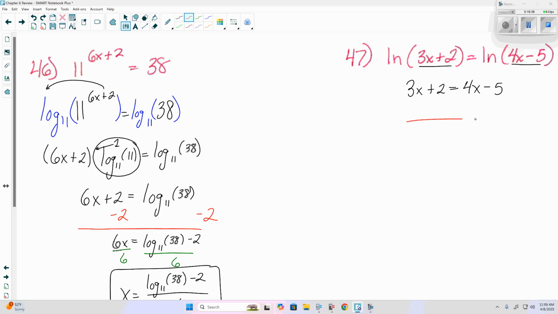Is x to a power greater than 1? No, it's just x and x. Solve for x. Subtract 3x from both sides. These will cancel, telling us 2 is equal to x minus 5. Add 5. X is equal to 7.